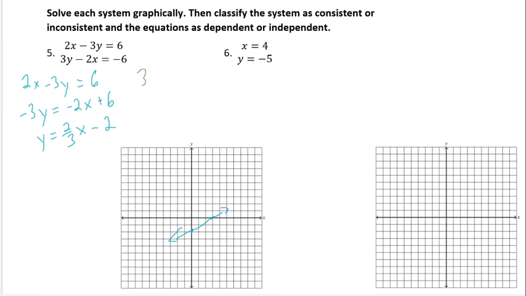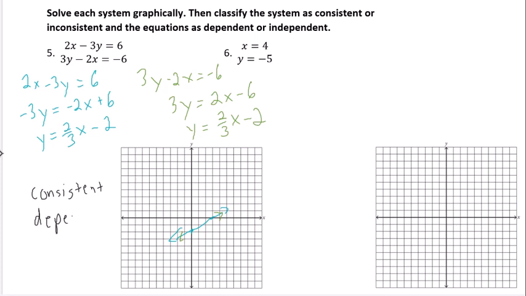Take the next one, 3y minus 2x equals negative 6. 3y equals 2x minus 6. Divide by 3, y equals 2/3 x minus 2. And if you notice, those are the same exact equation. So this is when we would say that these are consistent and these are dependent. And we have infinitely many solutions.